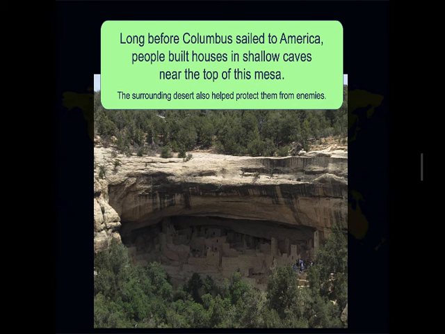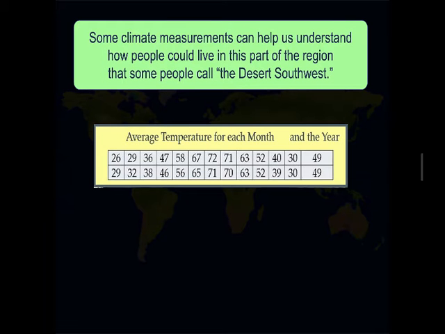Long before Columbus sailed to America, people built houses in shallow caves near the top of this mesa. The surrounding desert helped protect them from enemies. Some climate measurements can help us understand how people could live in this part of the region that some people call the Desert Southwest.